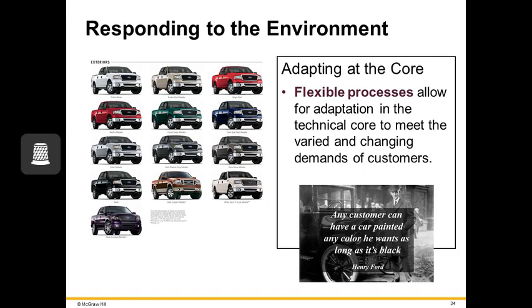So if you were to look at a Ford truck today, it's going to be offered in more than 10 colors, as we can see over here on the left-hand side. Now, how do we do that and maintain our manufacturing efficiencies? Well, that's where adapting at the core and our flexible processes come into play. So we figure out how to mass produce in a custom way.